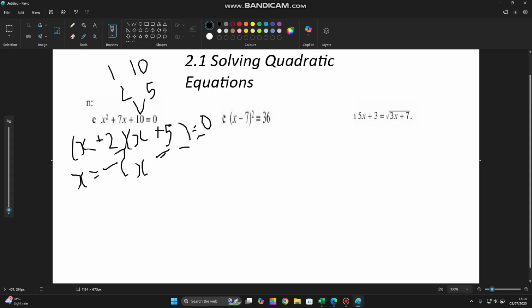The way to think about that is to think of this as equal to 0. It wouldn't be 5 in that case, would it? Because 5 plus 5 is 10. It would be minus 5 because minus 5 plus 5 is 0. I know it might look a bit weird, but that's a 2 there. Minus 2 and minus 5.